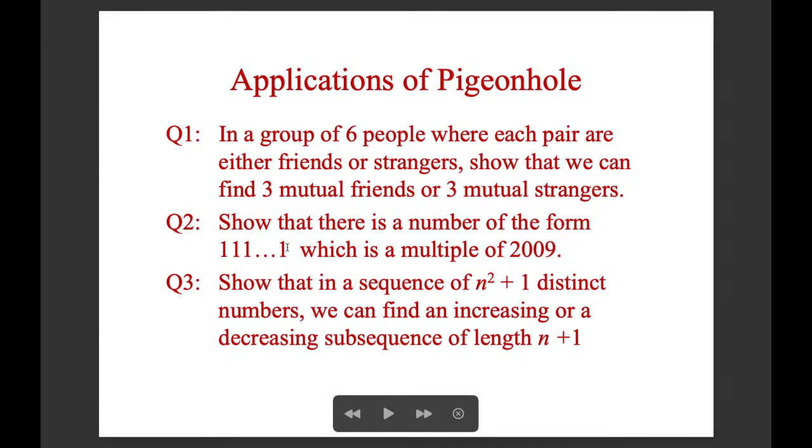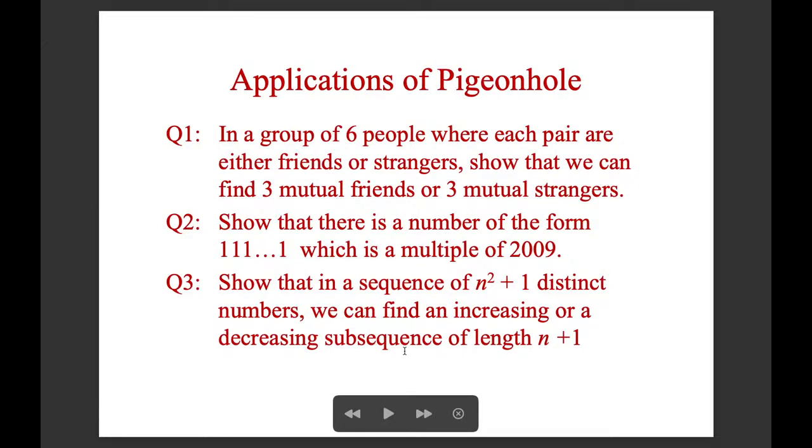Okay, so we can solve this by using the Pigeonhole principle plus some very fundamental theorem that you have already learned in your primary school. Now the third one is an extremely difficult example.